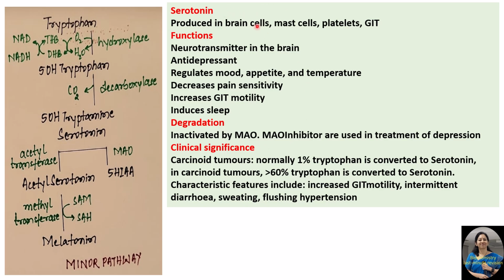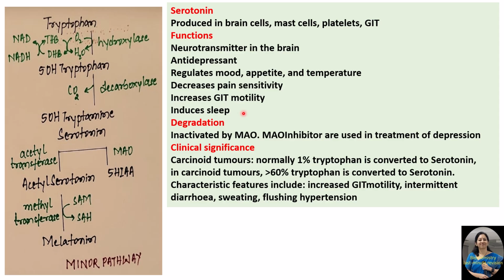Serotonin is mainly produced in brain cells, mast cells, platelets, and the GIT cells. The functions of serotonin include: it acts as a neurotransmitter in the brain, it acts as an antidepressant, it regulates mood, appetite, and temperature, it decreases pain sensitivity, it increases GIT motility, and it induces sleep. Sometimes this is asked as a reasoning based question. Serotonin induces sleep, justify.